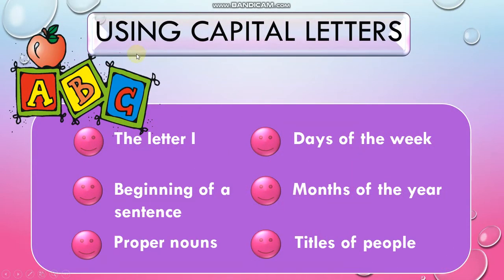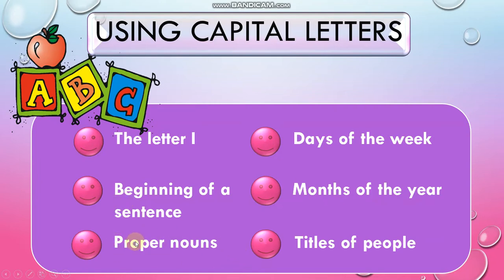Now let's talk about how we're going to use the capital letters and when we're going to use the capital letters. The first rule: when you use the letter I. So whenever you use the letter I by itself, you're always going to write it in capitals. Yes. And then the next rule is in the beginning of a sentence. So whenever you're going to start off a sentence, you are always going to begin with a capital letter, a big capital letter. All right?